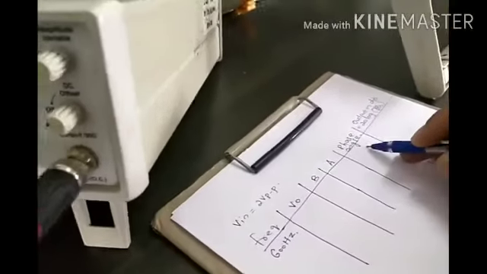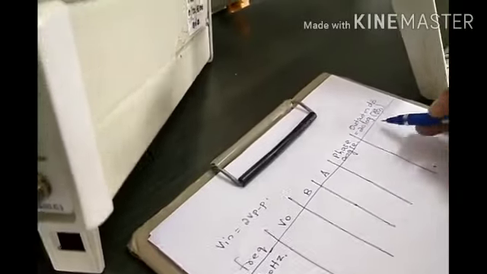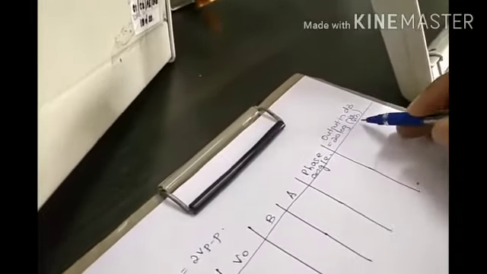and A. Then we will calculate the phase angle from the formula sin inverse of B by A. Then we will find the output in dB, that is 20 log V naught by V in. So let us check all these parameters here.